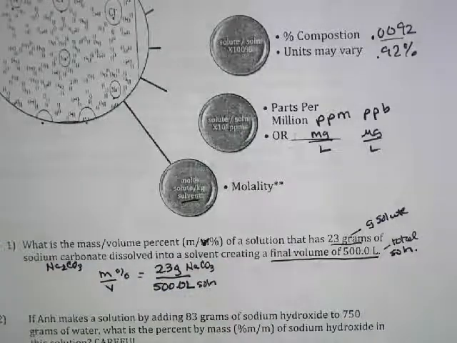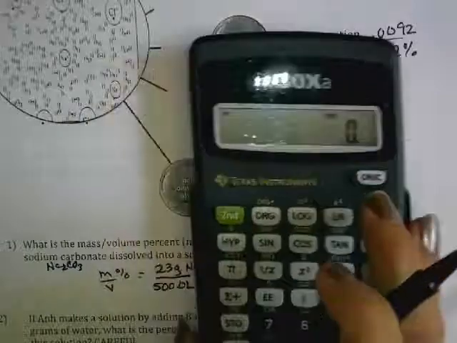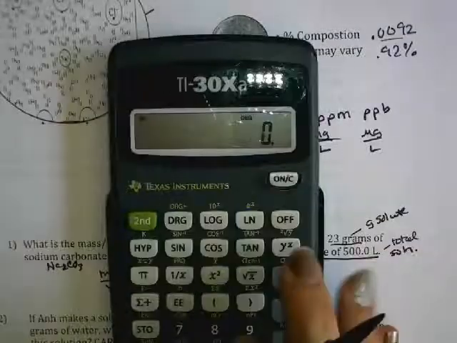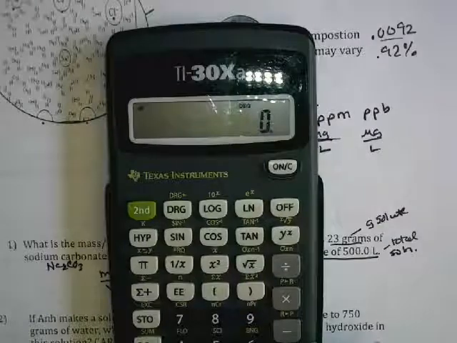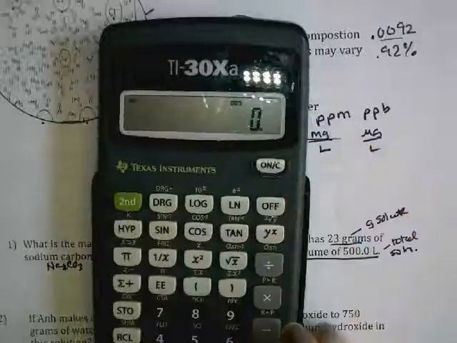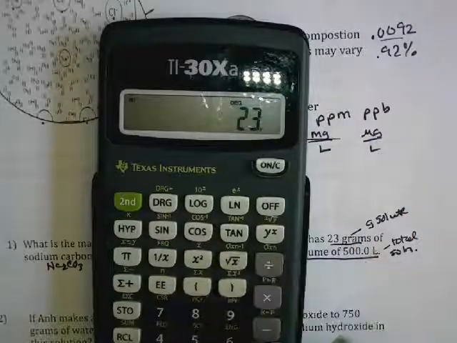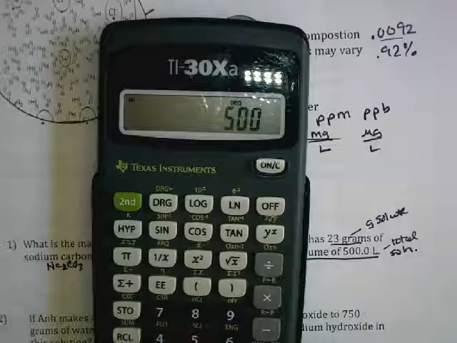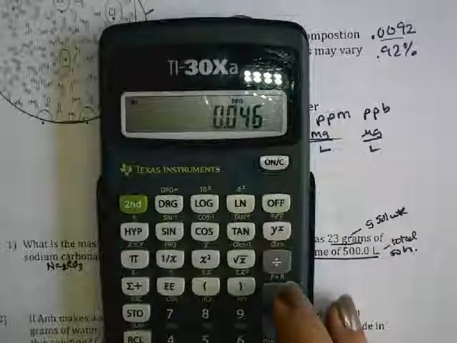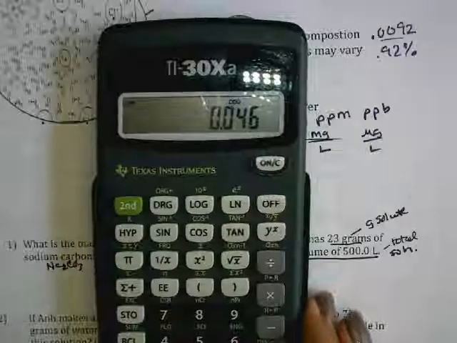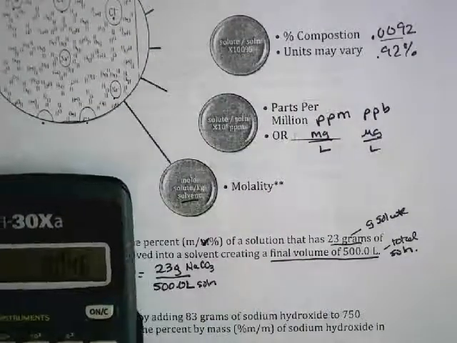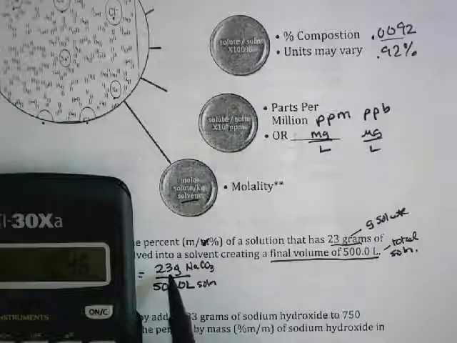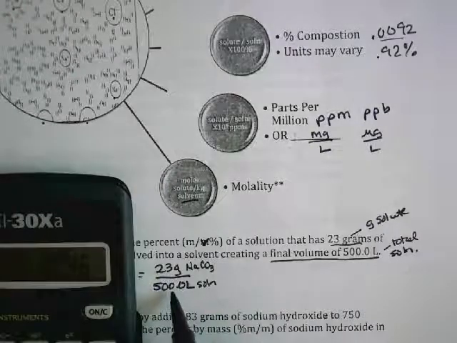We're just going to put it in the calculator now. 23 divided by 500. Oops. Oh, great. 23 divided by 500. We get 0.046. We need to report the correct number of sig figs. As you see here, we have 2 sig figs. We have 4 sig figs.